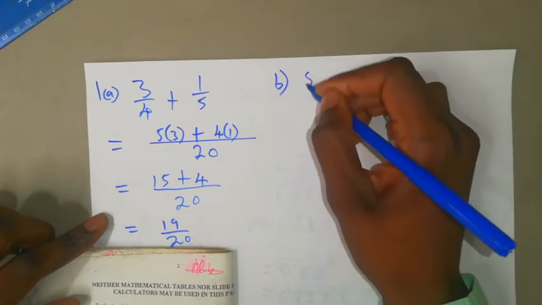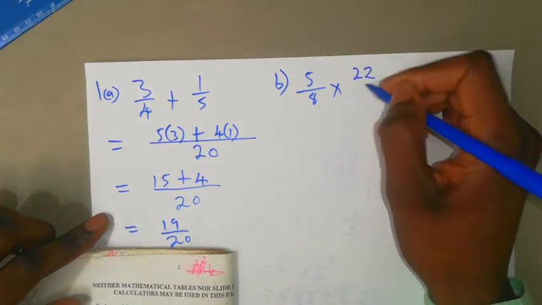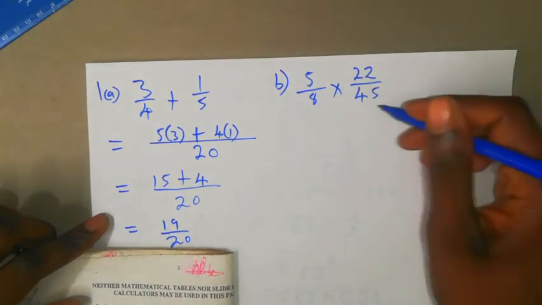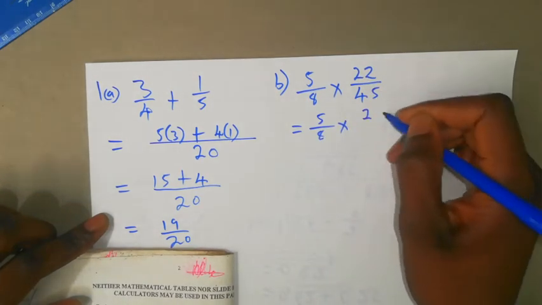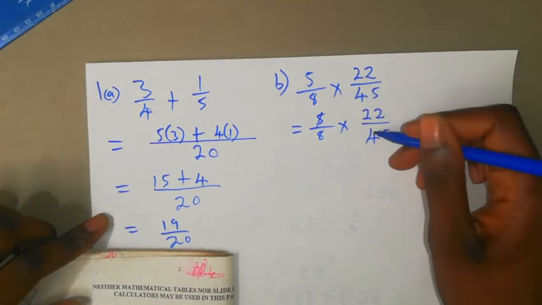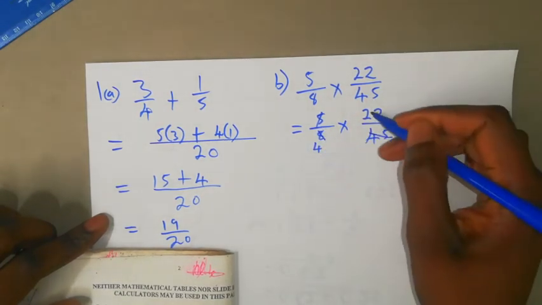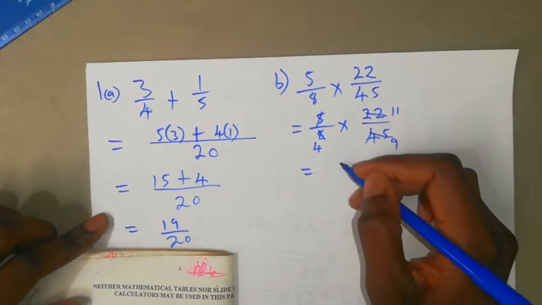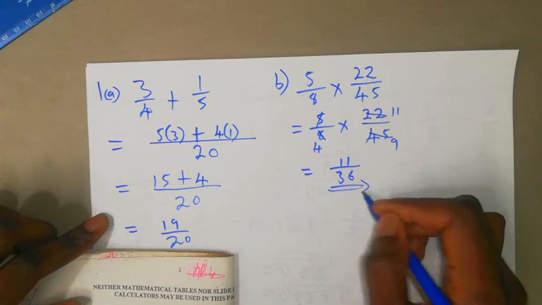I'm going to number 1B. Here it's 5/8 times 22/45. So I'm going to start by doing what? By reducing this. So it's equal to 5/8 times 22/45. So I'll say 5 into 5 is 1, 5 into 45 is 9. Then I'm going to use 2: 2 into 8 is 4, 2 into 22 is 11. Then I'm going to multiply this. So my numerator is 11, denominator is 4 times 9, that's 36. This is my answer.